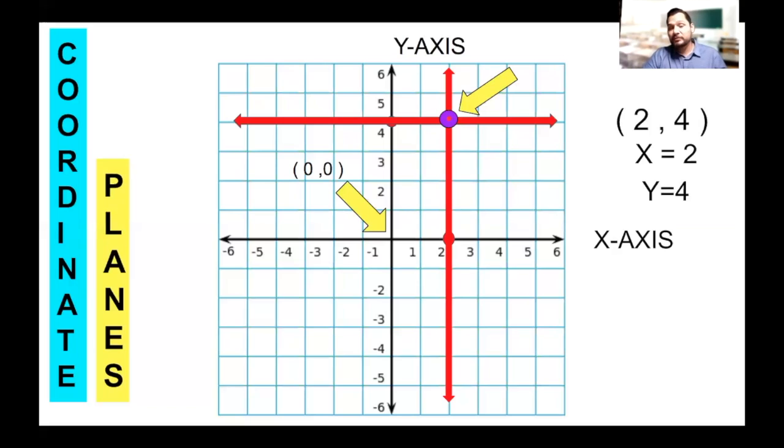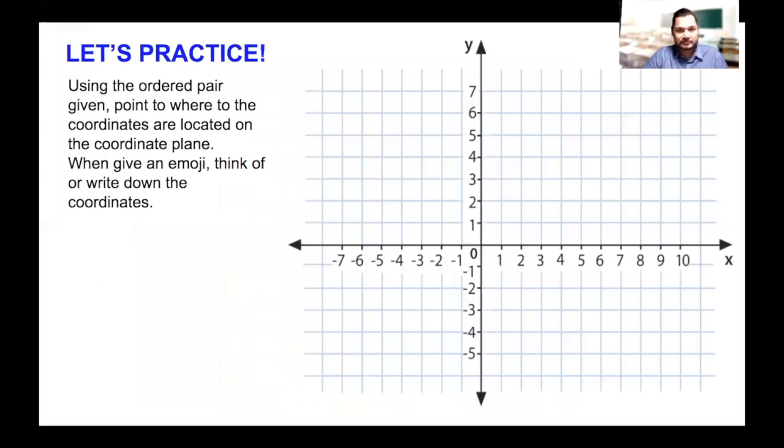Excellent. So now that we've learned how we use an ordered pair and plot those points onto a coordinate plane, let's practice. First coordinates are 5, 3. I want you to take your cursor and place it onto the coordinates 5, 3. Ready? 3, 2, 1. If you answered +5, +3, excellent job.